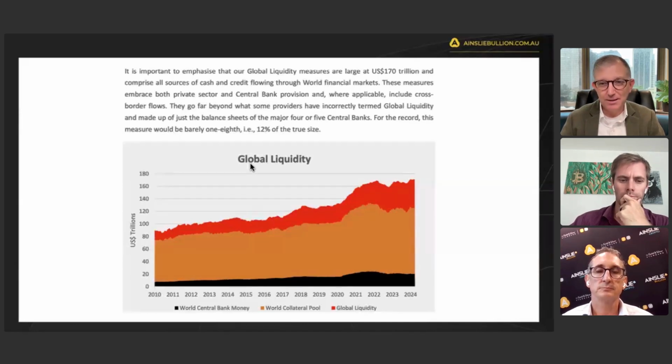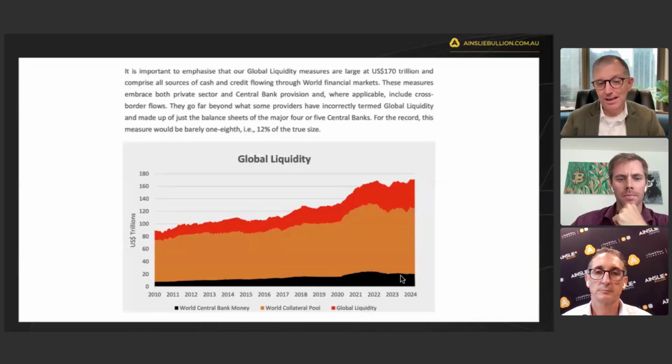So that all gets a bit technical, but if you think about it just in terms of the central banks, people use a formula where they just add up 4 or 5 of the biggest, so the US, Japan, China, and say that's our global liquidity. This chart is really powerful, I think, because it shows that if you do that, this equates to just 12% of the true size of what actually constitutes global liquidity.